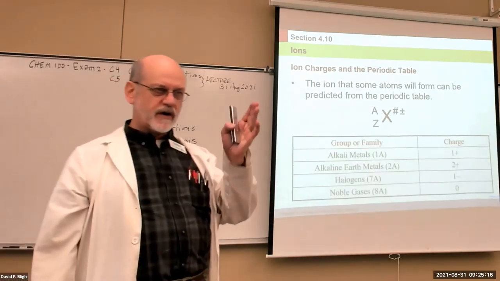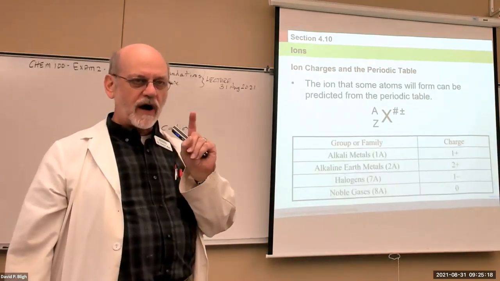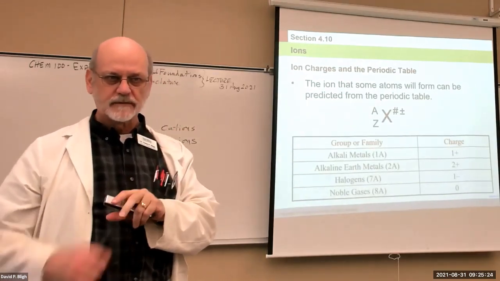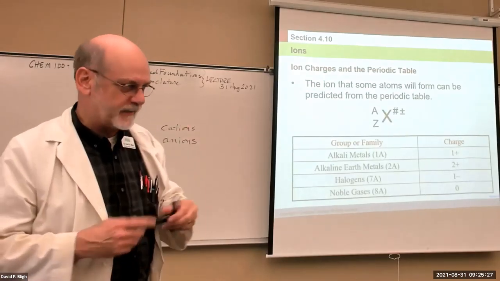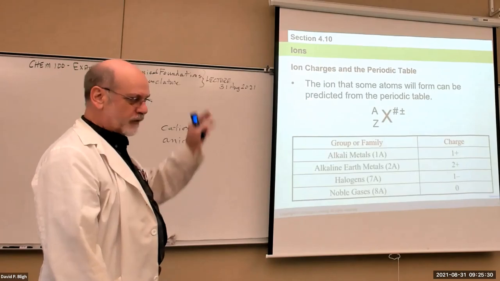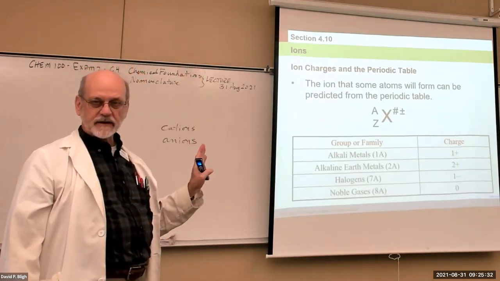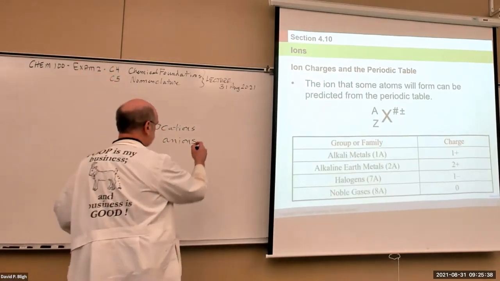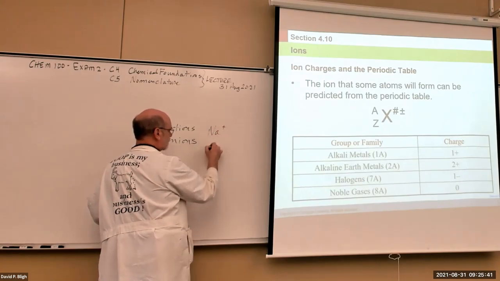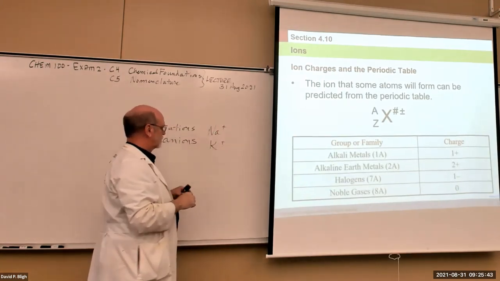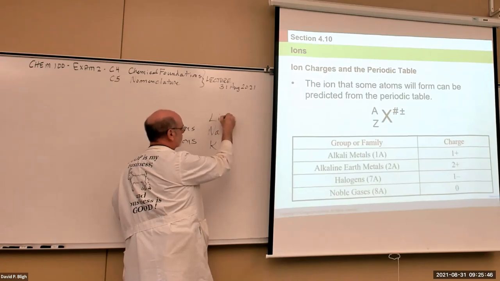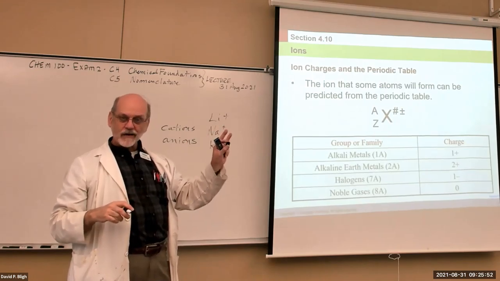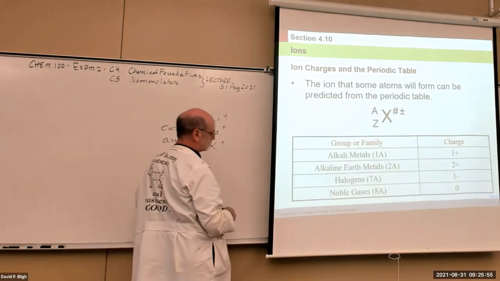Some of the groups in the periodic table only acquire, when they form ions, a certain given charge. The alkaline metals, the first group to your left, they always charge to one plus. So sodium is an example. Potassium, lithium, they always form one plus charge. Their next door neighbors, alkaline earths, always form two plus charge.